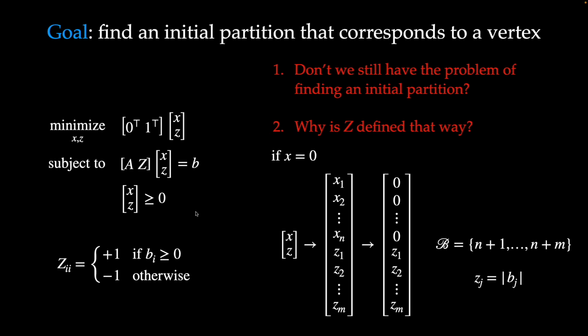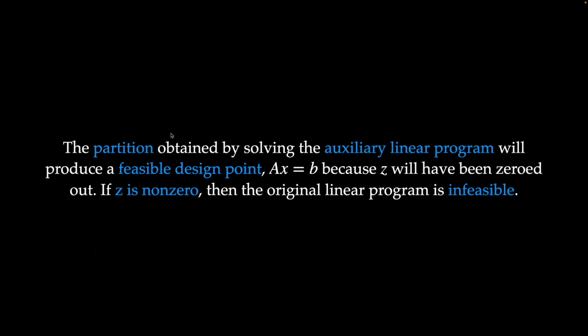Okay, so we've answered both of those questions now. Now, when we go and solve this, the optimal value that we get for this auxiliary linear program should have all of the z's zeroed out. So seeing this in words, what this is saying is that the partition obtained by solving that auxiliary linear program will produce a feasible design point, meaning Ax will equal b, because z will have been zeroed out. So we'll get a feasible design point by solving that auxiliary linear program because the z's will have been zeroed out. But if z is non-zero, that means that the original linear program is infeasible. And so this tells us, hey, we can stop right here. We don't have to go any further. We know that the original linear program is infeasible.